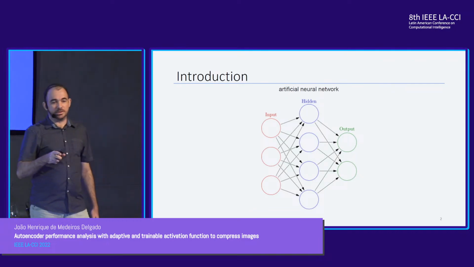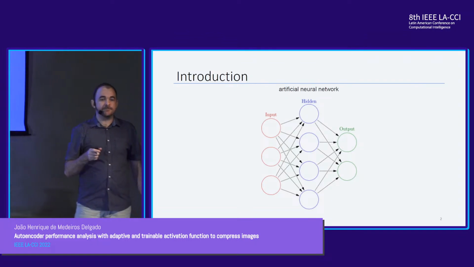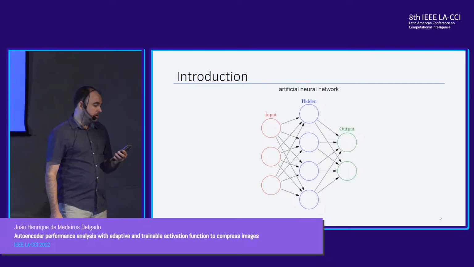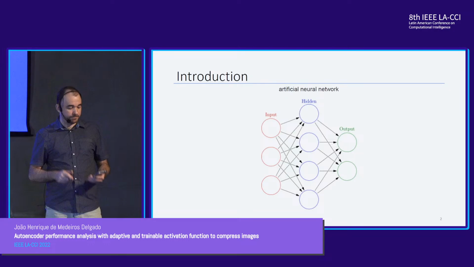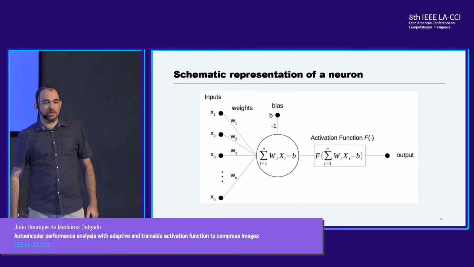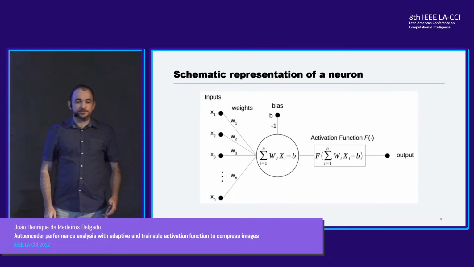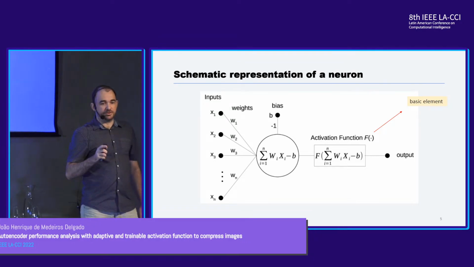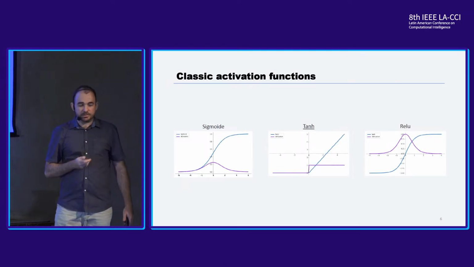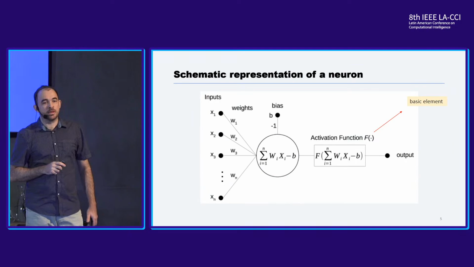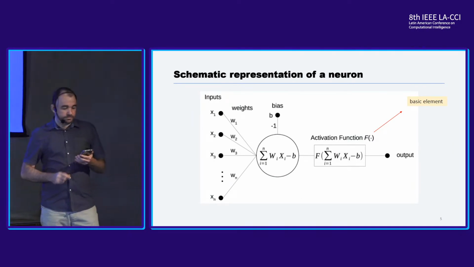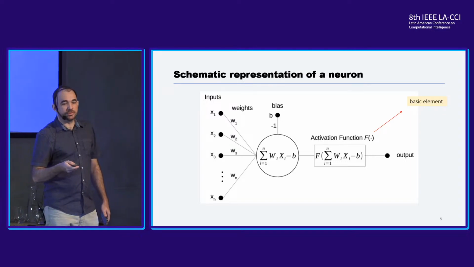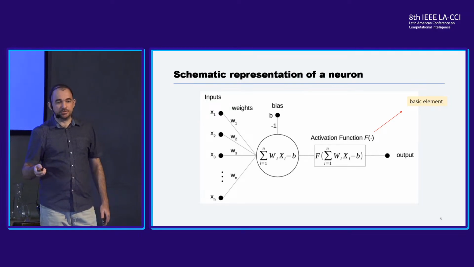Here in this image, we see the neurons represented by the circles. The neuron is an information processing unit, a fundamental part of the operation of the entire network. Here we see the schematic representation of a neuron, and one of the basic elements that make up the neuron is the activation function. The role of the activation function is to define how the weighted sum of the inputs together with the bias will be transformed into the neuron's output.